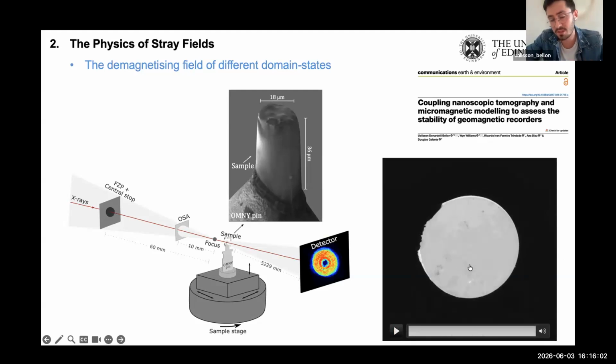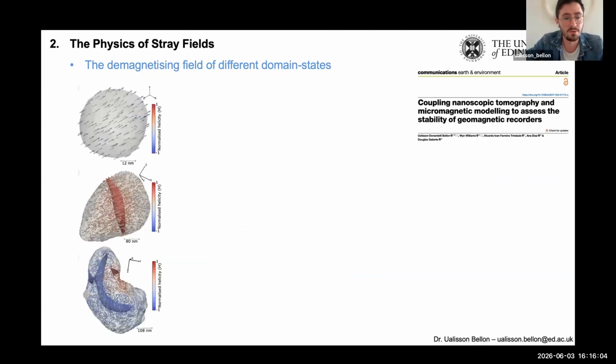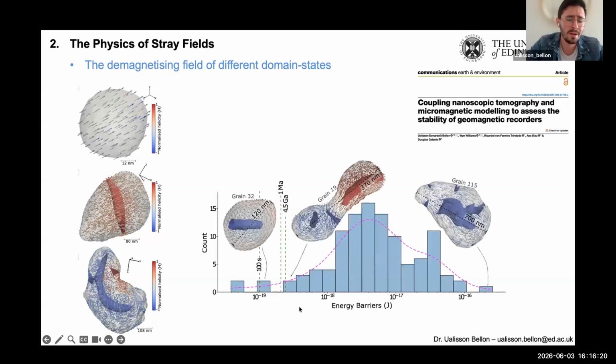Once we finished the tomography, separated the magnetic particles in it, and had their morphologies, we could then micromagnetically model their behavior. Here, for example, you have a single domain particle. Here, you have a single vortex. And here, you have a single vortex, but more twisted, with a banana-like shape.